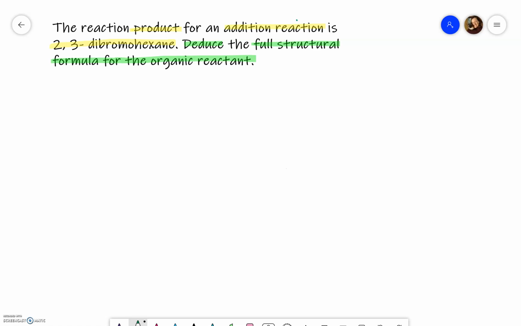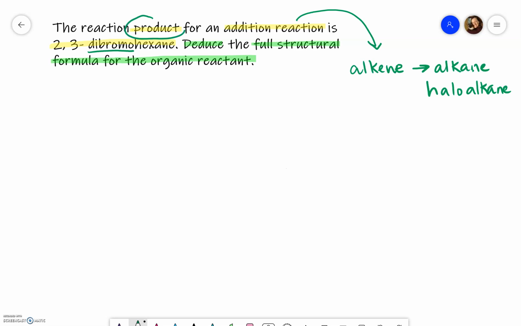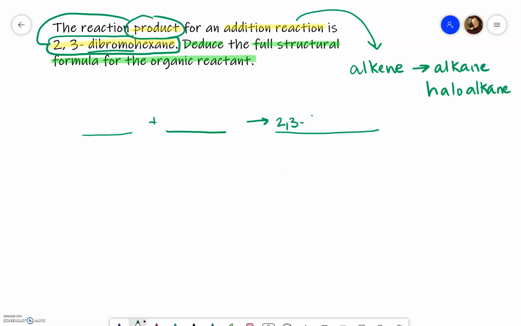We know that an addition reaction means that we have an alkene going to an alkane. And this one, since it's dibromo, that means that we have a haloalkane. And this is telling us that the product is this 2,3-dibromohexane. And we know that addition reactions only have one product, so I don't have to worry about anything else here. So I have something plus something forms just this one product of 2,3-dibromohexane.